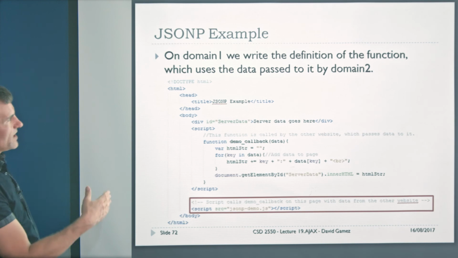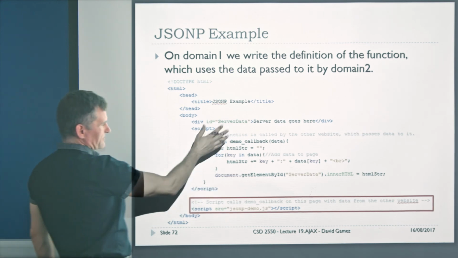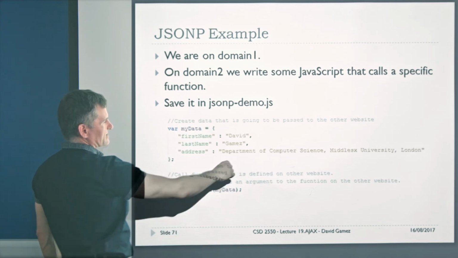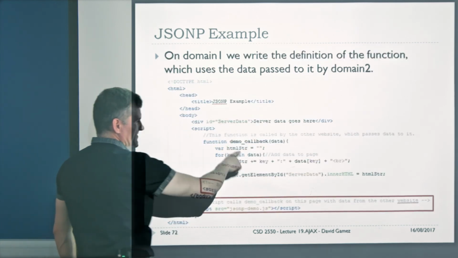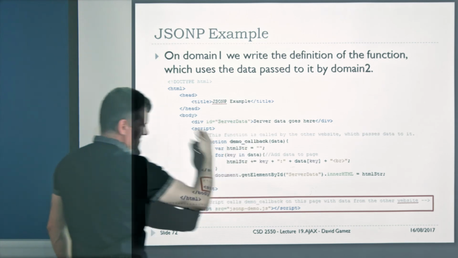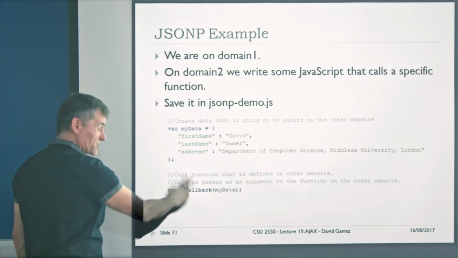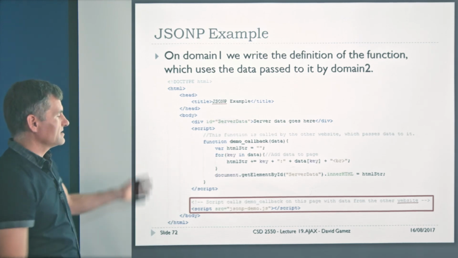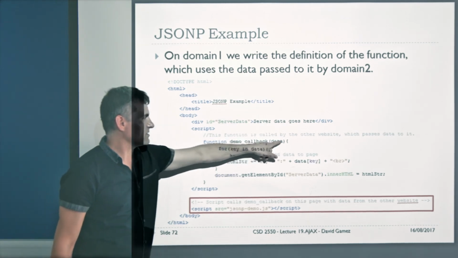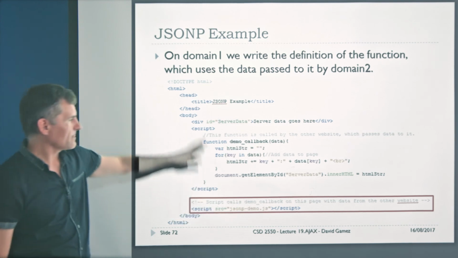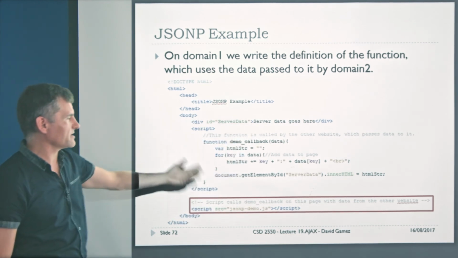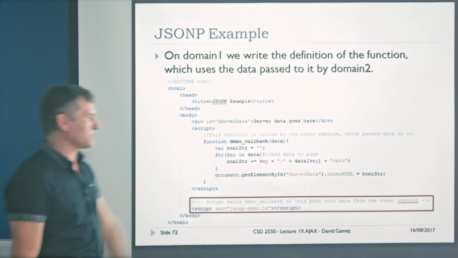Now, this is on domain 1. We write a definition of this function. The name of this function, demoCallback, has to be matched on domain 1. So this is the implementation of the function. All domain 2 does is call the function, which is defined on domain 1. So domain 2 is going to call this function with the data that's coming from domain 2. And in this case, I can work through the data because I know what the data is going to look like, and I can just output that on my page on domain 1.